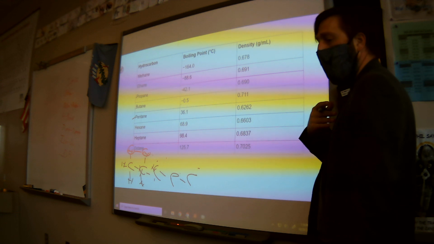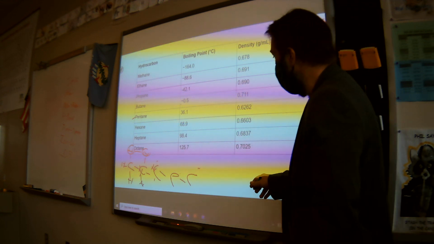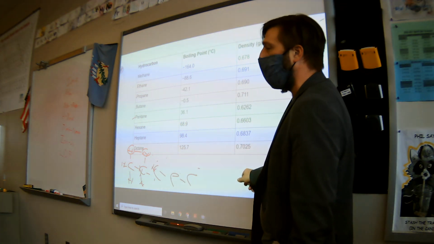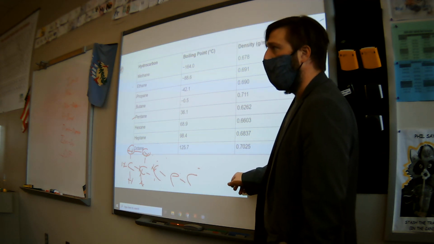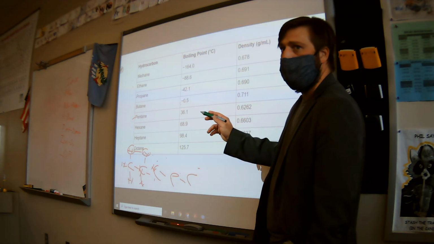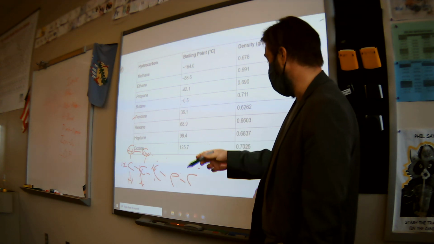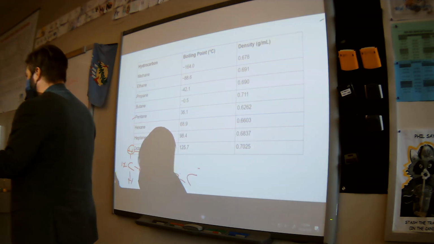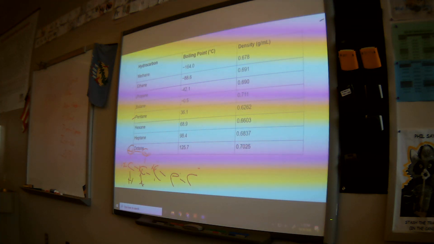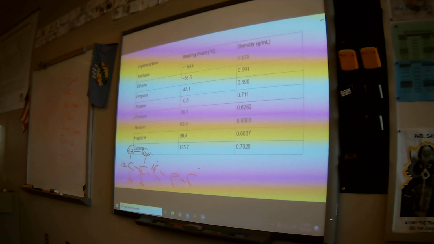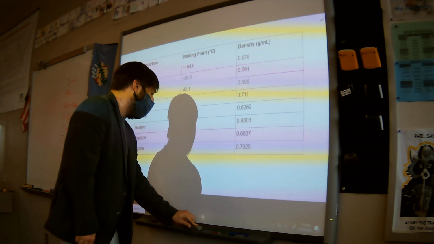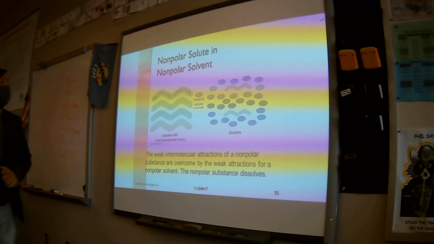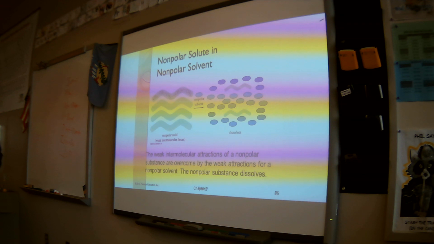So there's that. The thing is, do you see all of this stuff? Are all of these polar or nonpolar? Nonpolar, right? So nonpolar things have London dispersion forces. That's the only real force they have. Alright, are we all good? Make sense?